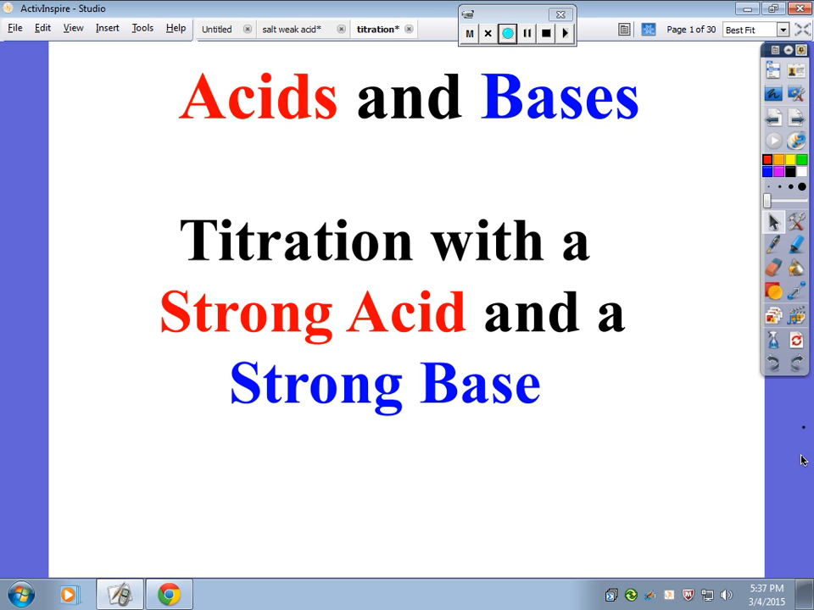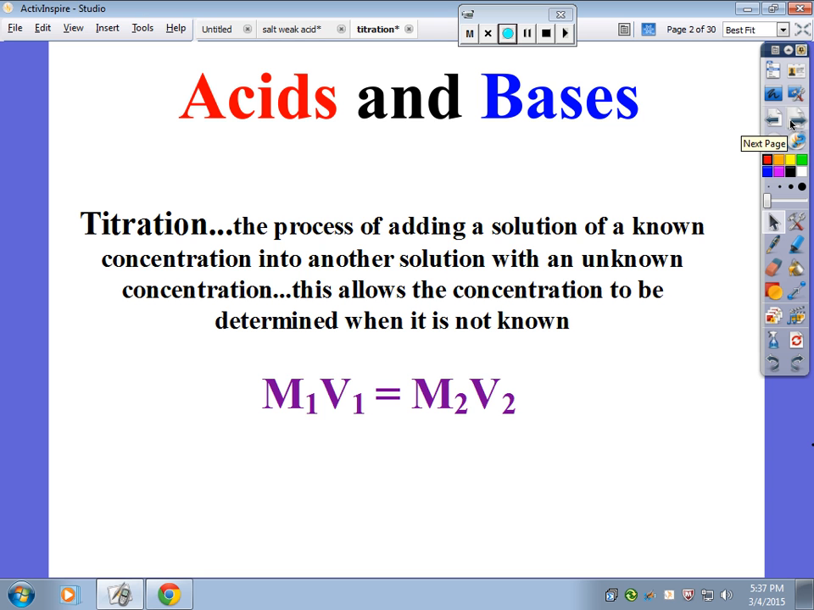Hi, today's podcast is on titration with strong acids and strong bases. A titration is basically taking something that you know the concentration of, you know the molarity, and adding it to another container where you do not know the molarity. It's not known, all right?